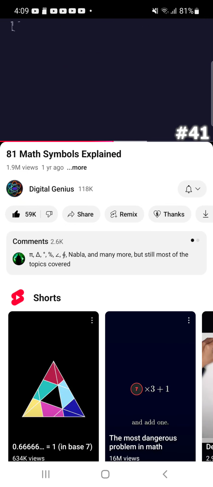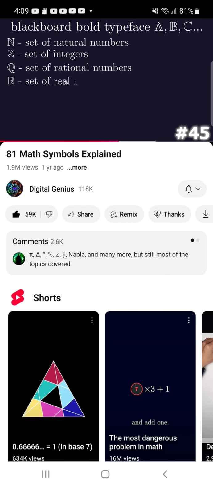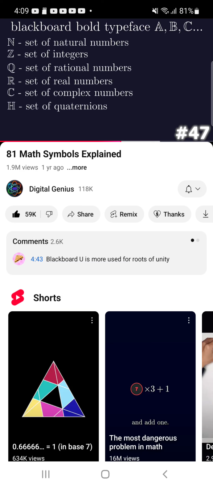A logical equivalence operator indicates that two statements have the same logical value. The capital letters written in Blackboard bold typeface usually denote the basic number systems. N denotes the set of natural numbers, Z denotes the set of integers, Q denotes the set of rational numbers, R denotes the set of real numbers, C denotes the set of complex numbers, H denotes the set of quaternions, O denotes the set of octonions, U denotes the universal set, which is a set that contains all possible values.